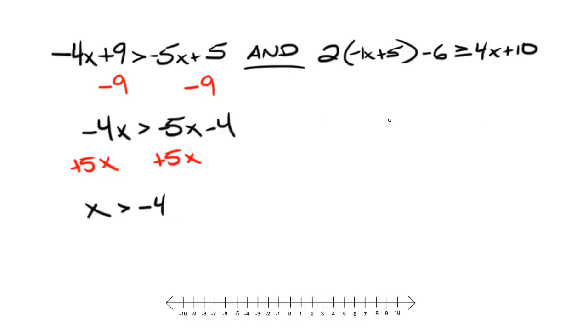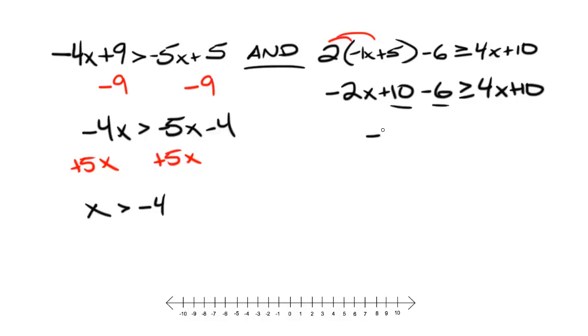For the second inequality, a little more work here. I need to first distribute this 2 through the parentheses here. So I'll get -2x plus 10 minus 6, which is greater than or equal to 4x plus 10. And then I'm just going to combine like terms over here on the left-hand side, the 10 and the -6. So I get -2x plus 4 is greater than or equal to 4x plus 10.